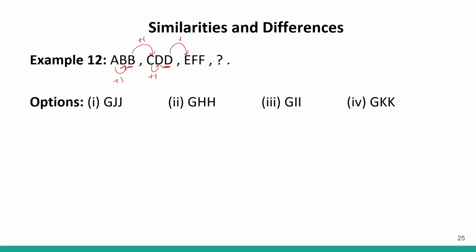From here we move plus 1, here we move plus 1, and then it is being repeated. So again, from here we'll move plus 1, which will give us G, and then we'll go plus 1 again, will give us H, and then we'll repeat it. So our code will be G, H, H, which is option number 2. So option number 2 will be the correct answer.